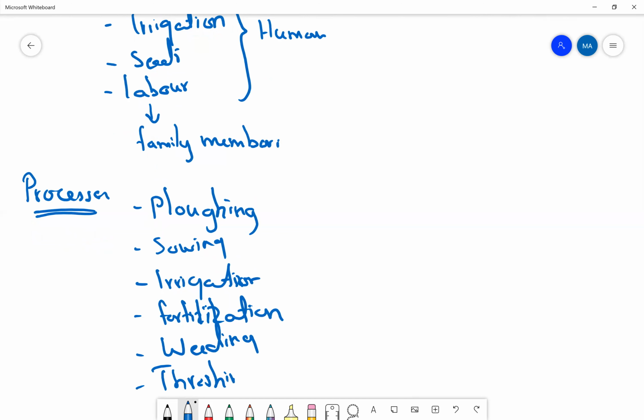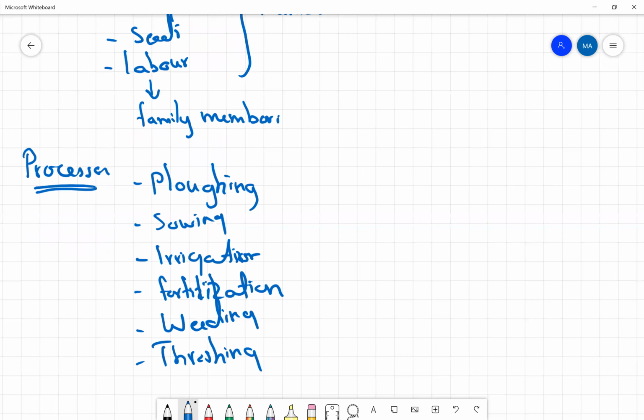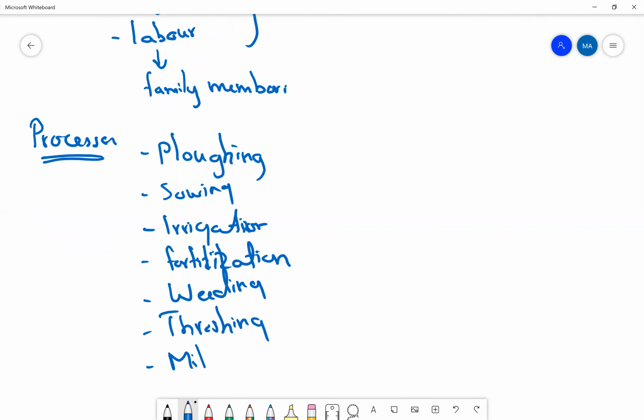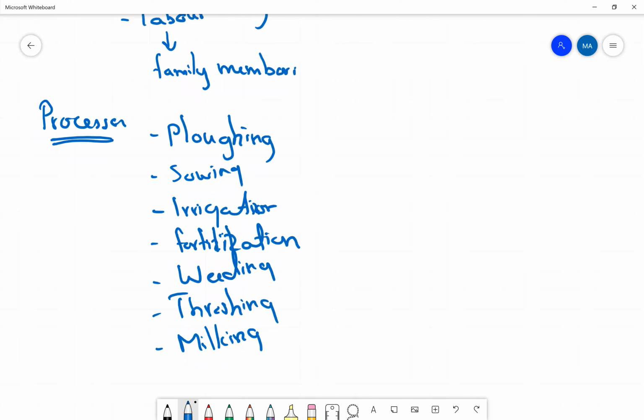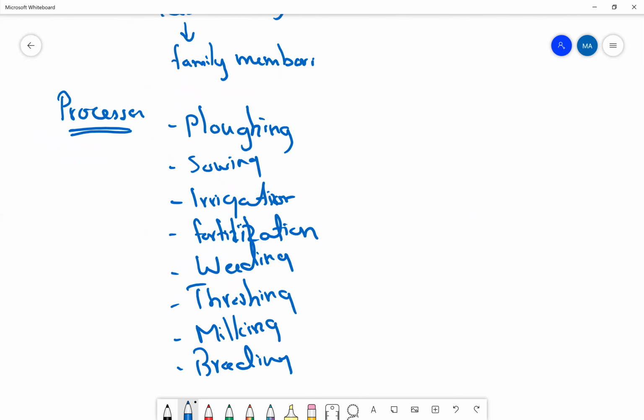So these are all the processes, milking in terms of the animals. If, let's say, you're practicing livestock farming, breeding. So these are all the processes that take place on a subsistence farm.